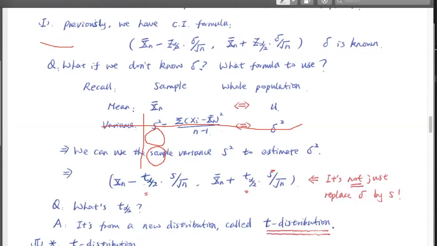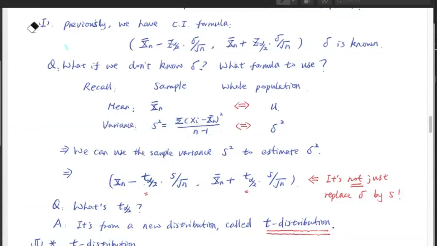Let me erase those ones. Hold on. Where's the eraser? How do I get this eraser out? Okay, so I can erase this one here.